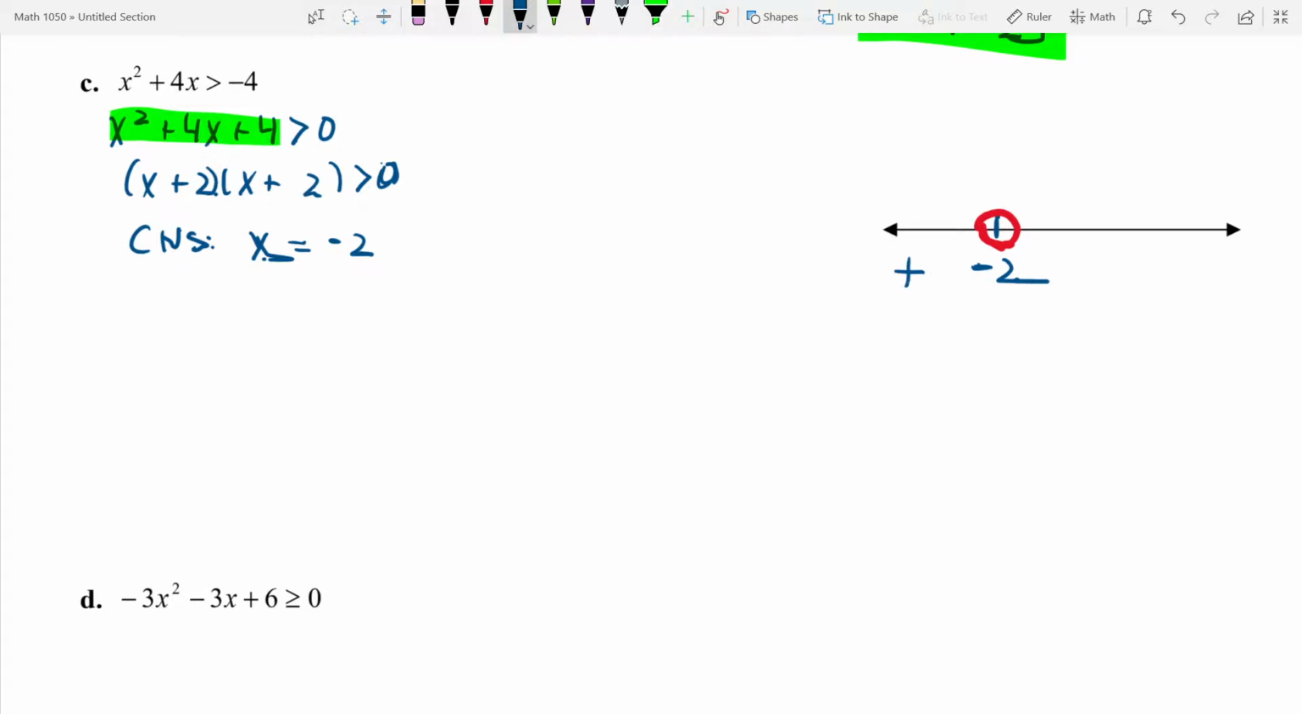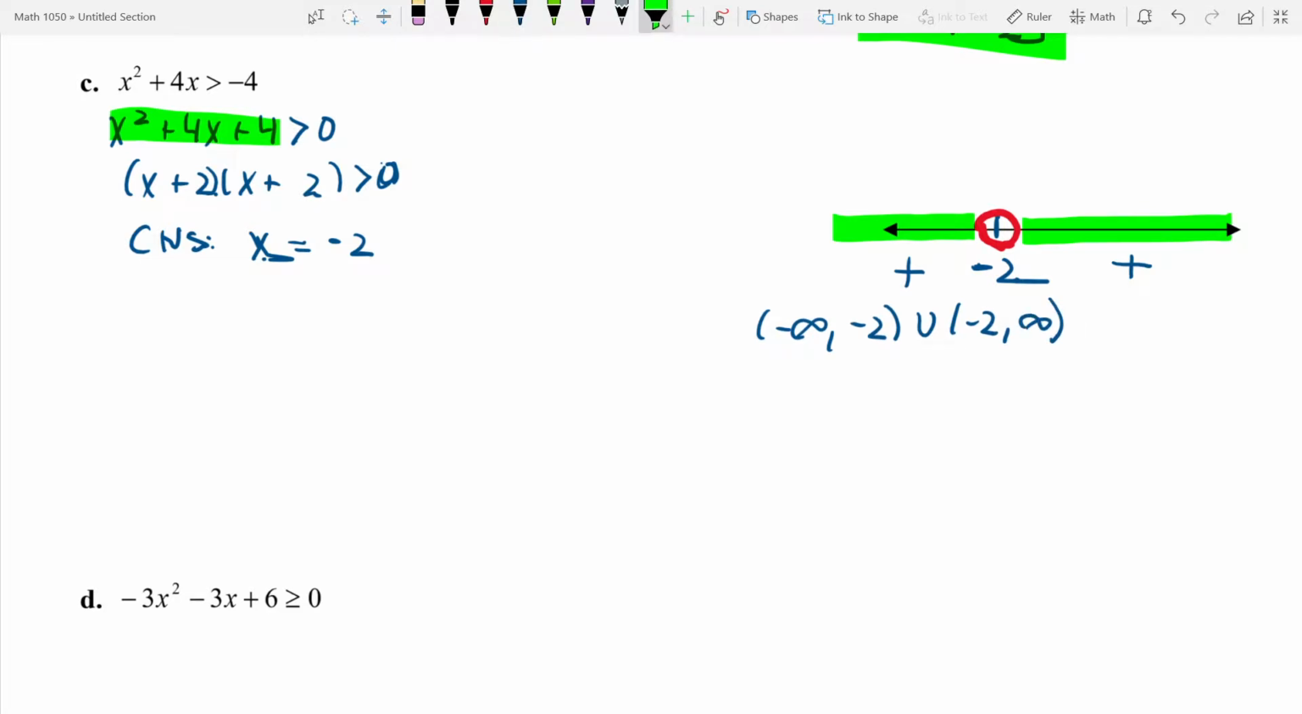To the right of negative 2, like a 0. 0, store, enter, up, up, enter. I get a 4, so I'm going to put a plus. I'm looking for where the numbers are greater than 0. That would be positive, right? So it's everywhere except negative 2. In interval form, that's negative infinity to negative 2 with a parenthesis, union negative 2 to infinity. There's your answer, and you're done.